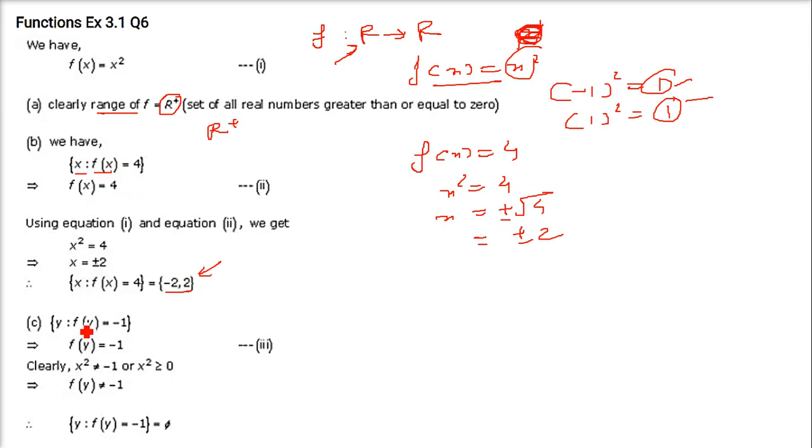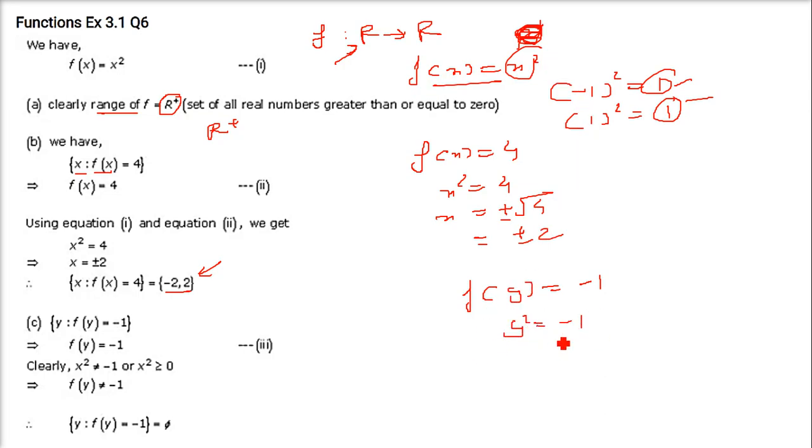Now y such that fy equal to minus 1. It doesn't matter whether you use y, z or x. You just have to put this x square here. So fx is equal to x square, so fy will be y square. So what do you get? Just put y square here.